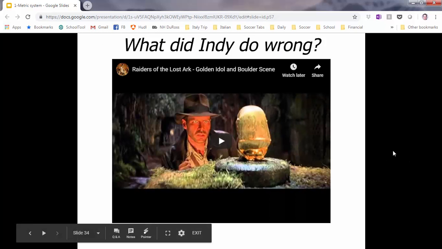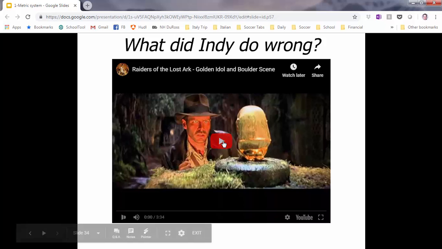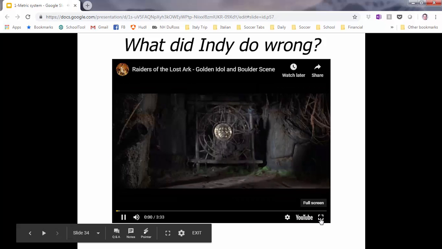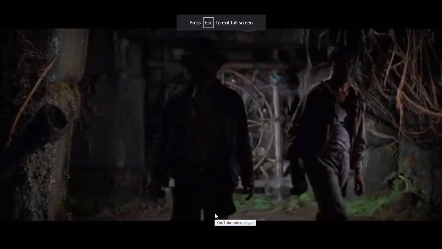Have you guys seen this movie? Great movie. All right, just watch for a minute. If you've not seen it, definitely you should see it. It's really cool. But I want you to have in mind what we've just talked about as we watch this scene from, what's the name of the movie? Raiders of the Lost Ark. It's the first Indiana Jones movie. So just watch.